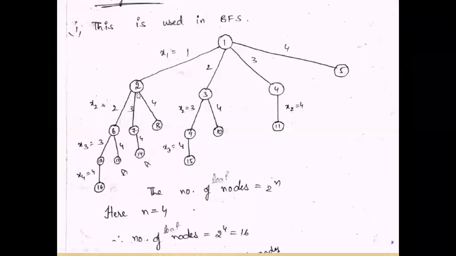Next, the second node represents x1 equal to 1. The third node represents x1 equal to 2. The fourth node represents x1 equal to 3. The fifth node represents x1 equal to 4. Next, suppose for example the sixth node represents x1 equal to 1, x2 equal to 2. Every node represents one solution space.